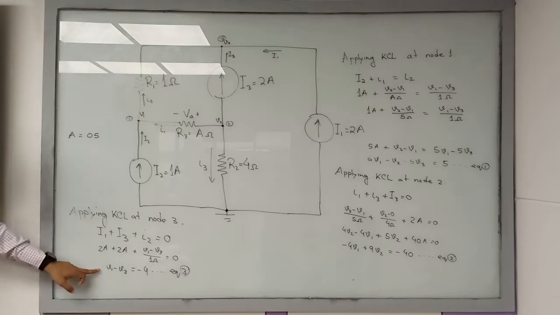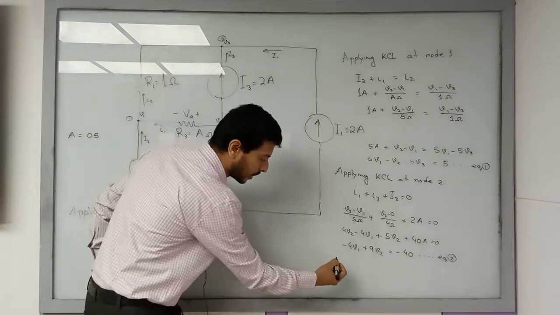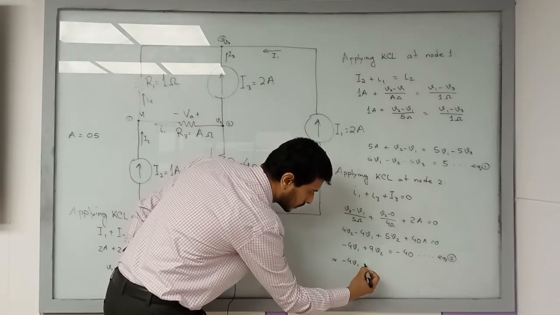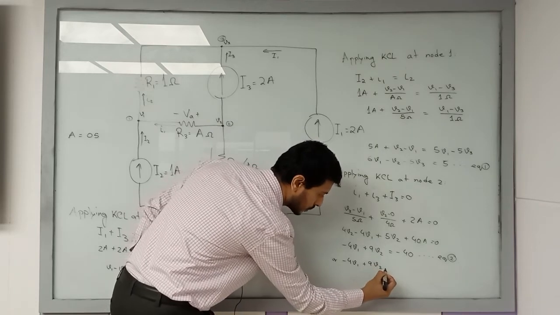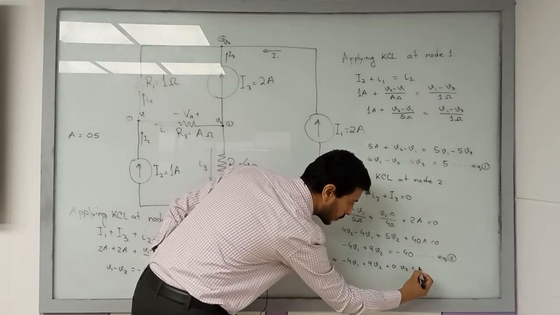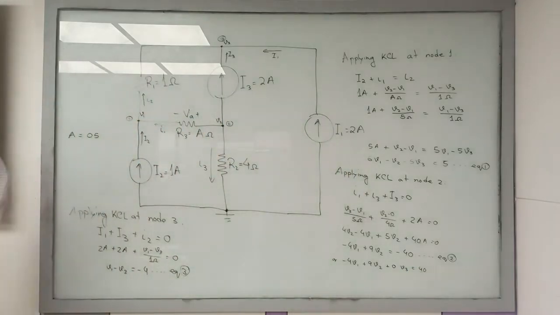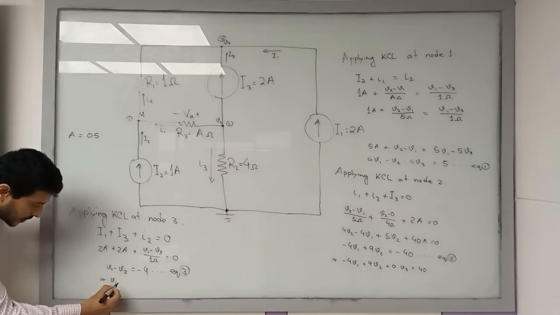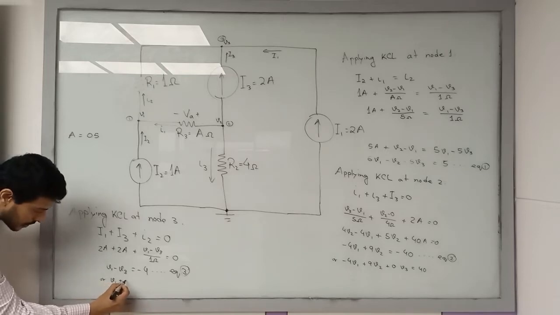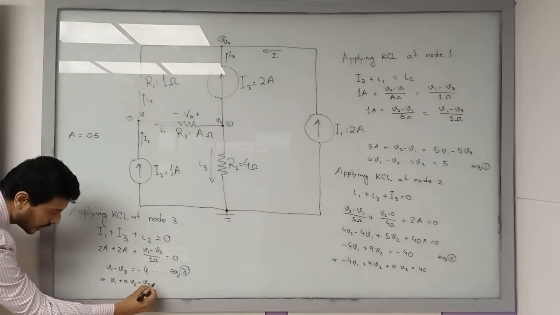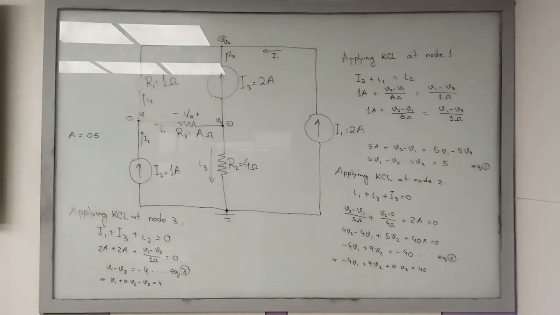You can write this equation in this manner as well: minus 4V1 plus 9V2 plus 0 times V3 is equal to 40. You can write it in this form as well, right? There are three terms. So this can be written as V1 plus 0 times V2 minus V3 is equal to 4. Okay?